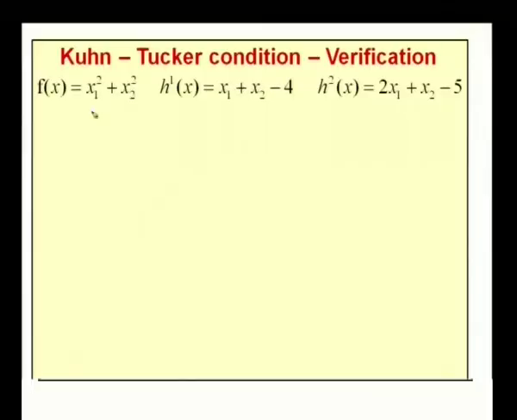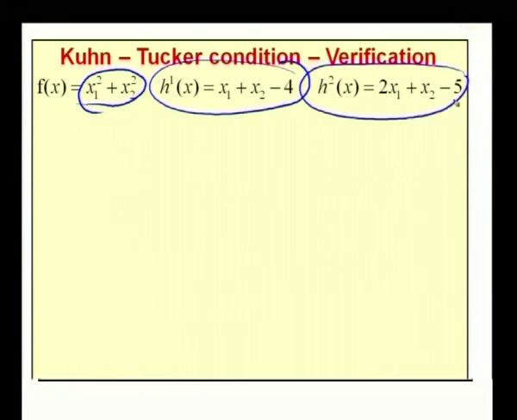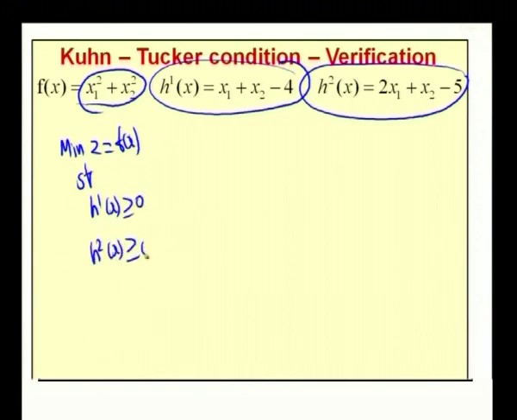Now, we have to verify whether the minimum value obtained by graphical method satisfies the Kuhn-Tucker conditions or not. For the given problem, f of x is x1 squared plus x2 squared, and the first constraint h1 of x equals x1 plus x2 minus 4, and the second constraint h2 of x equals 2x1 plus x2 minus 5. So, the given problem is minimizing z equal to f of x subject to the constraints h1 of x greater than or equal to 0 and h2 of x greater than or equal to 0.